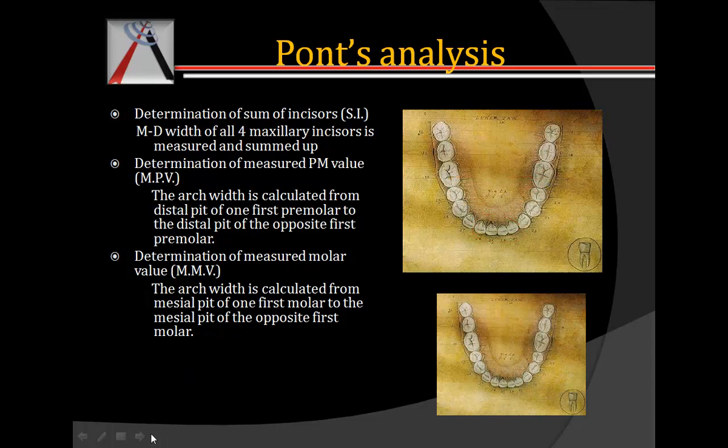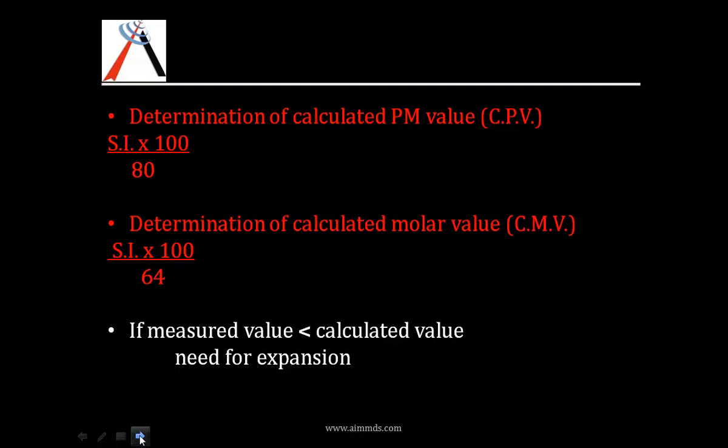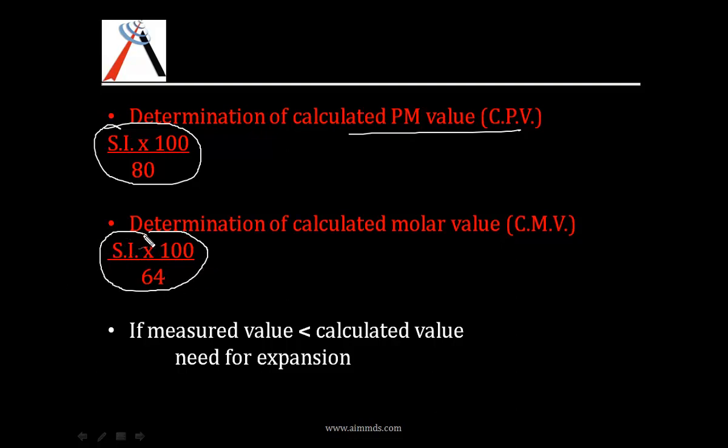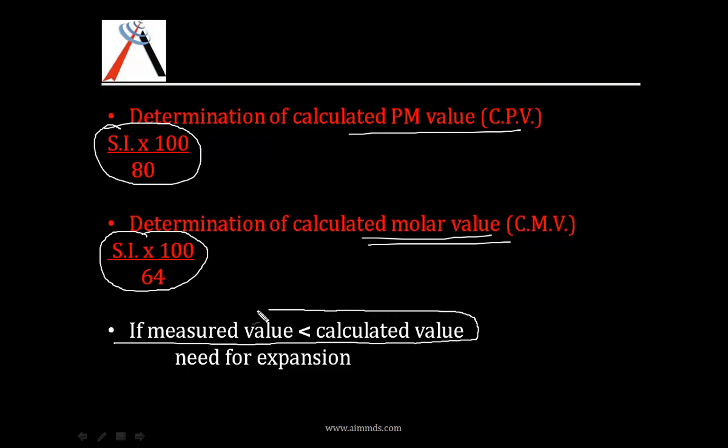Using these three values, we calculate the calculated premolar value and the calculated molar value. The formulas are: the sum of incisors into 100 upon 80 gives us the calculated premolar value, and the sum of incisors into 100 upon 64 gives us the calculated molar value. We then simply compare the measured premolar value with the calculated premolar value and the measured molar value with the calculated molar value, which tells us the need for expansion.